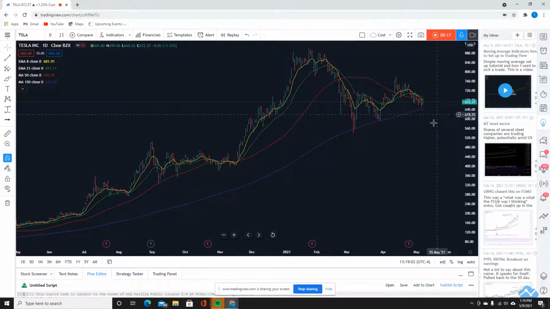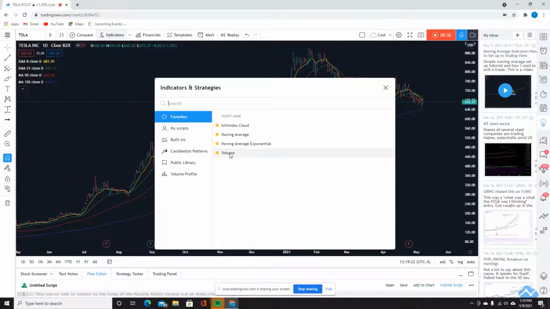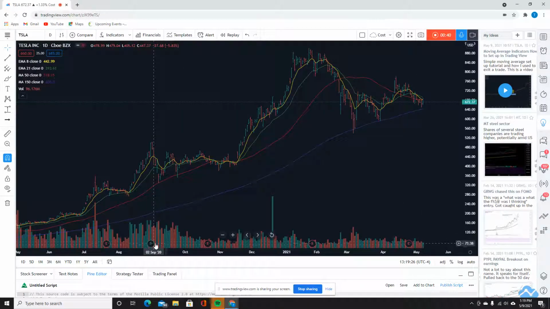This chart is a chart that I put together. In my last video, I showed the watchers and viewers how to put their moving average on their TradingView chart. And now we're going to add volume to our TradingView chart. So you simply go to Indicators, you click on Volume. Now your volume will show up as bars on the bottom of your chart.